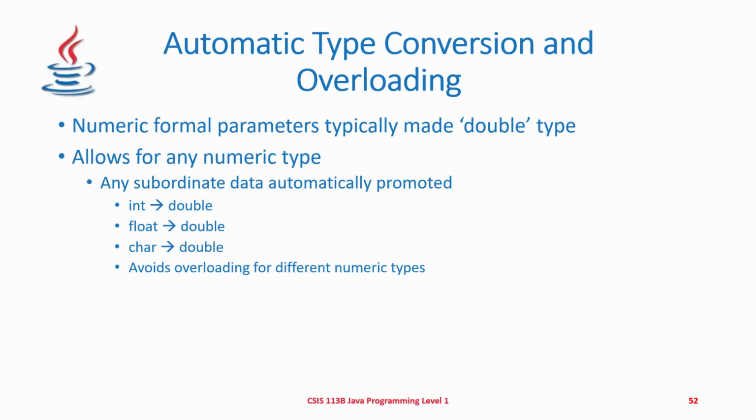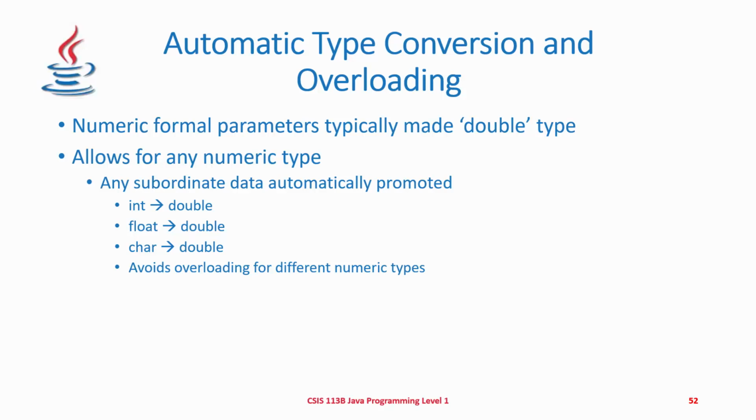So here we look at automatic type conversion and overloading. When you're thinking about creating your methods, you might want to think about what we're looking at here, which is if you create parameters that are of double type, that allows for ints, floats, or chars to be all upgraded to double type and really not have any particular issues with it. So it just kind of depends.